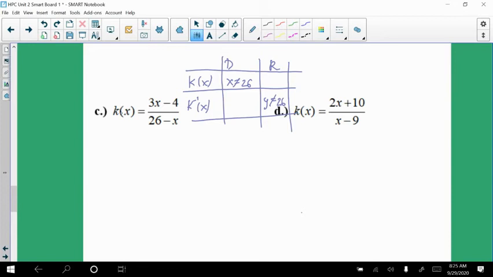Okay, let's solve for the inverse. So this was a y, right? We can think of it as a fancy y. So y equals 3x minus 4 over 26 minus x. So let's make it x equals 3y minus 4 over 26 minus y. And let's solve for y. So we're going to multiply this quantity to the other side. So it becomes x times 26 minus y equals 3y minus 4. We can multiply. So 26x minus xy equals 3y minus 4.